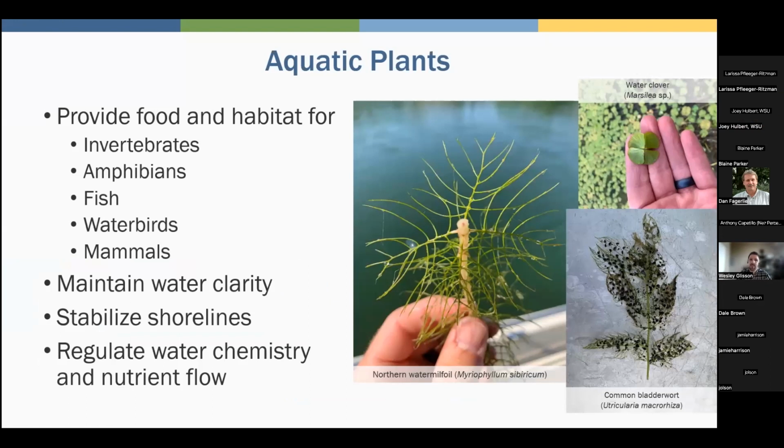So first, I just wanted to give a brief on aquatic plants in general. A lot of folks, when they see anything in a lake or pond, think it's automatically bad or an invasive, but that's really not true. Our native aquatic plants provide food and habitat for all number of creatures: invertebrates, amphibians, fish, water birds, and mammals. They help maintain water clarity, stabilize shorelines, as well as regulate water chemistry and nutrient flow.